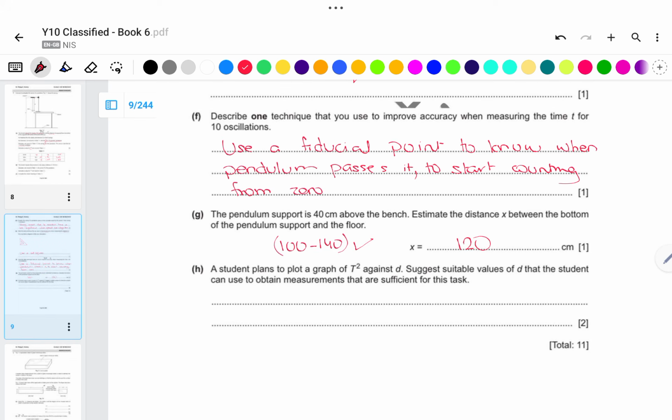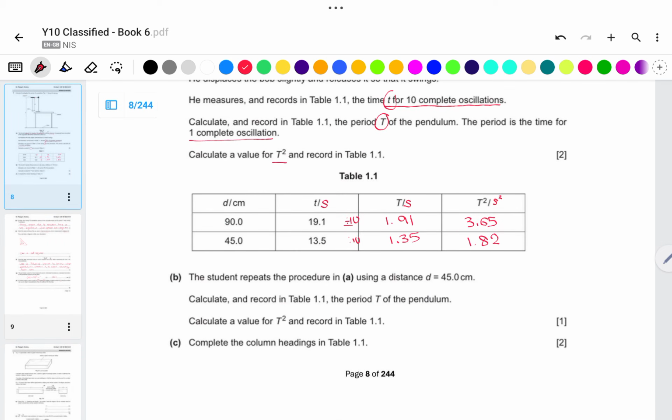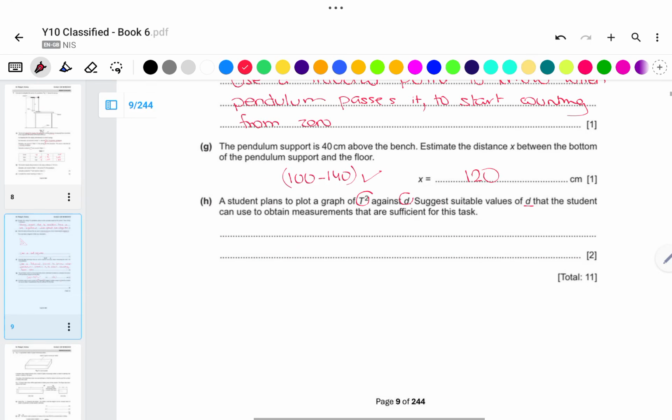A student plans to plot a graph of T squared against d. Suggest suitable values of d that the student can use to obtain measurements that are sufficient for this task. Well, if I go back to this table, I only have 2 values. So if I want to get a more precise answer, I think we should use more values. So use 3 additional values. This question is for 2 marks. So I need to add 1 more.